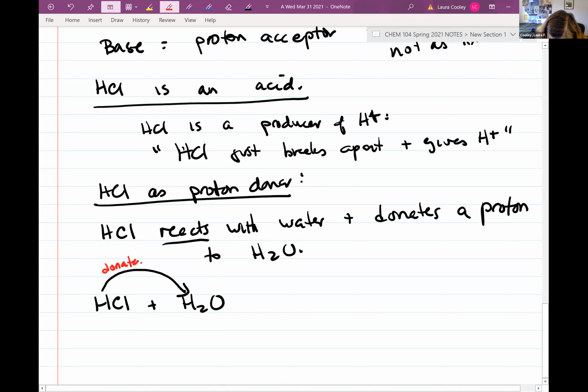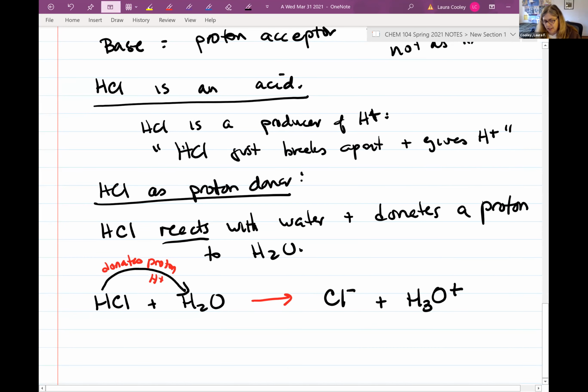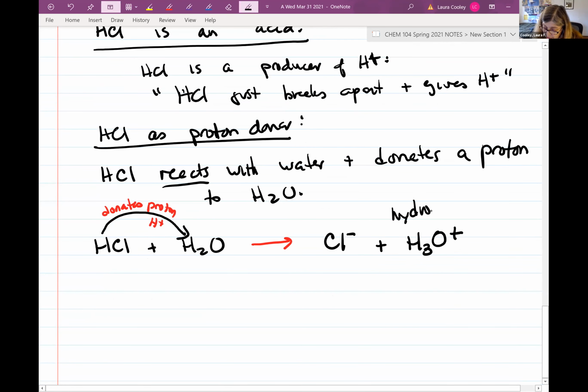donates a proton, and of course a proton is H+, then what you end up with is, okay, so now the HCl doesn't have the H+ anymore. So all it is is Cl-, and the proton attaches onto a water molecule, which we know it does, and forms this hydronium ion. I draw a single arrow here, a one-way arrow, because HCl is a strong acid. Okay, remember that.